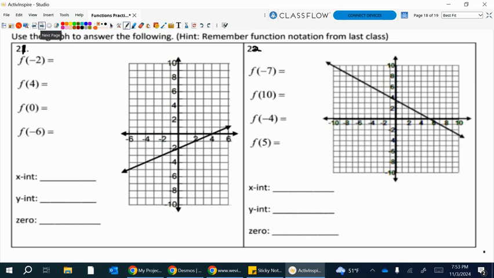Okay, you can skip number 20, and I'm not sure if you have this on your notes. I think we did this in the notes instead, so I'm going to go ahead and stop the video here.